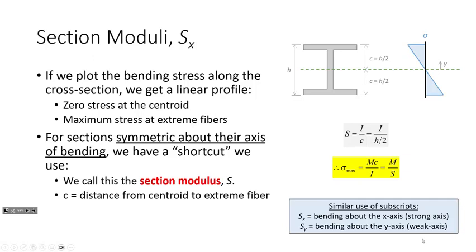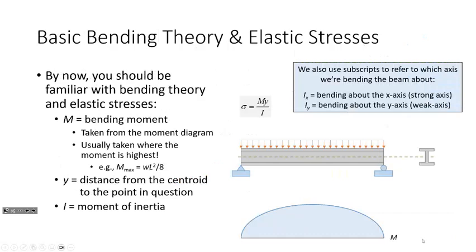And S, or the section modulus, is the ratio of the moment of inertia to the extreme fiber distance. In other words, how far it is from the centroid to the very tippy top of the beam, or the very bottom. And if the section is symmetric, then those distances are going to be the same. With me so far?